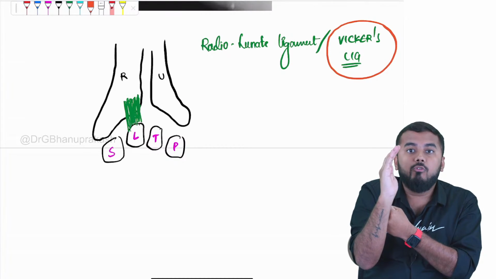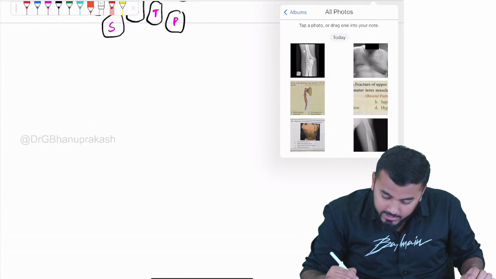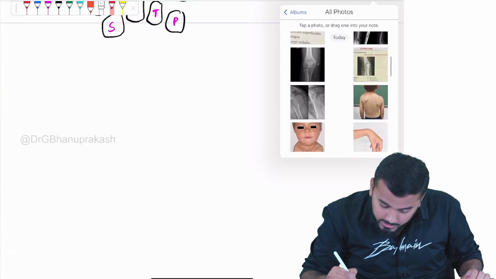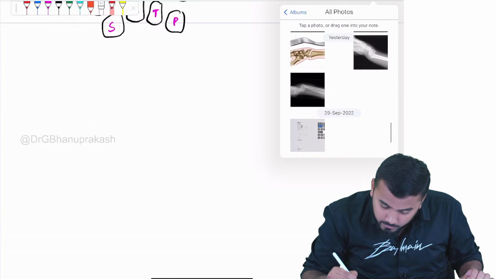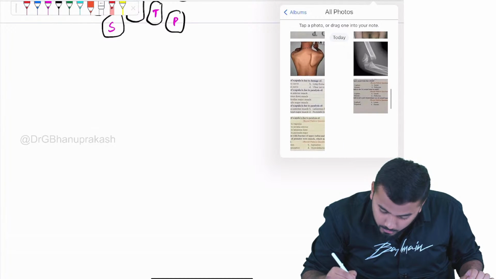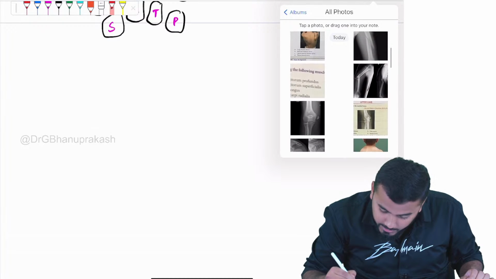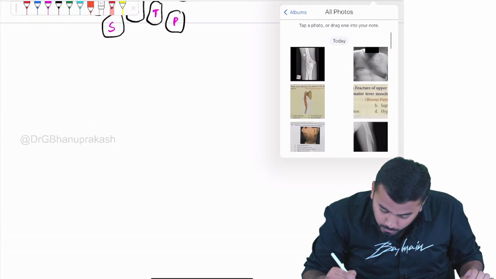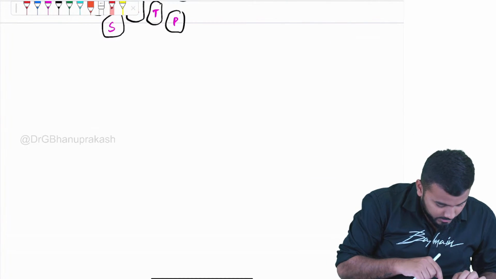This is called bowing of radius. The radius will bow like this. If you look at the picture, you'll understand. The radius will bow. Right? I think I don't have a picture. Right, but anyways, I'll put up a picture. Give me a second.